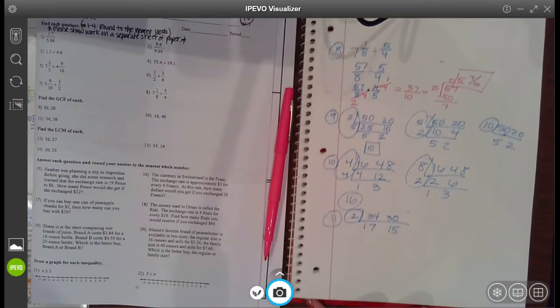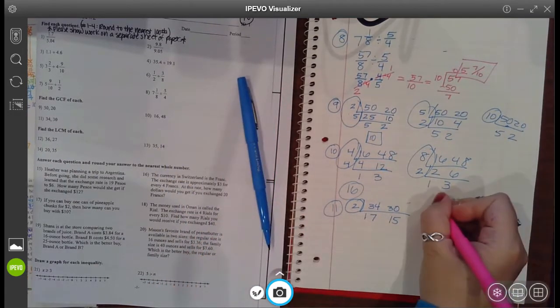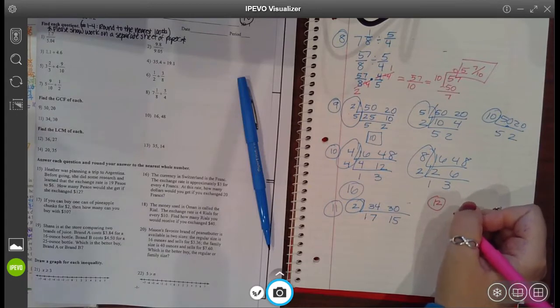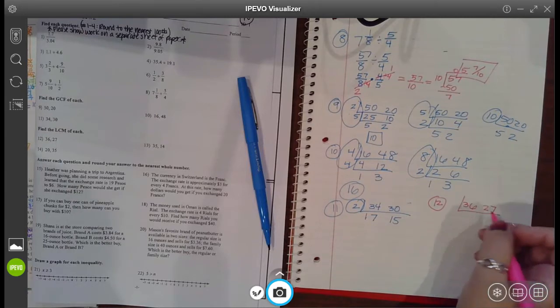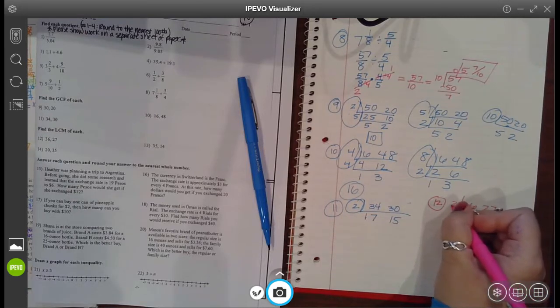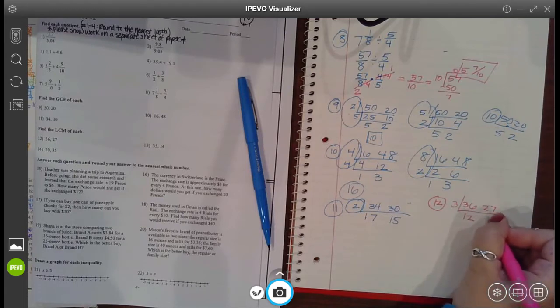That's it. Now for my next section, the LCM, it starts off the same. There's just a small difference. You'll see. Okay, 36 and 27, I'm still going to make a ladder. What can go into both? 3 can. 3 times what is 36? 12. 3 times what is 27? 9. Can anything go into 12 and 9?